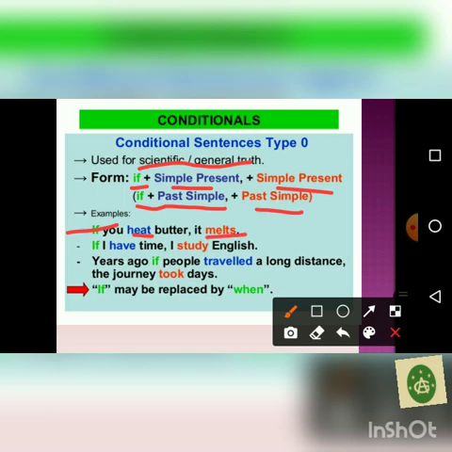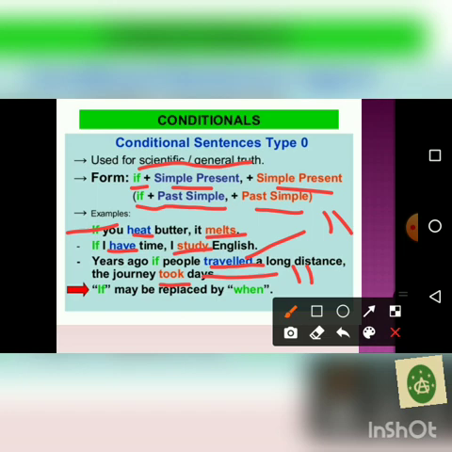For example, if you heat butter, it melts. If you heat butter, simple present tense, it melts. Melts is also simple present tense. If I have time, I study English. This is also simple present in both the clauses. Years ago, if people traveled a long distance, the journey took days. Traveled is past tense. Took is also past tense, that is take, took, taken. So simple past, simple past.